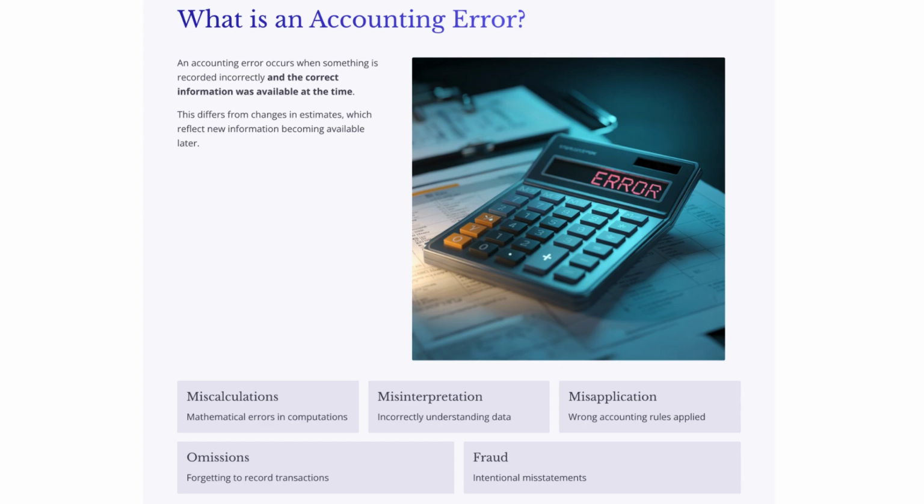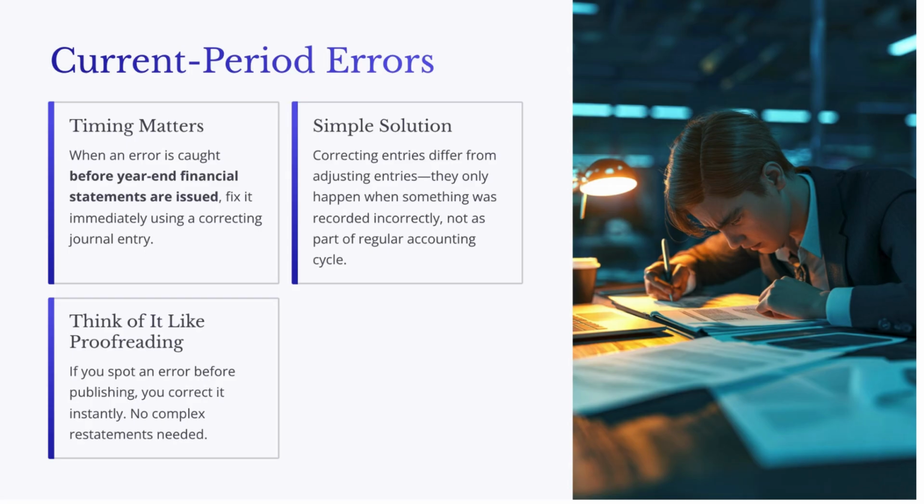Now let's look at the simplest situation first. When we catch mistakes within the current year, when an error is caught before year-end financial statements are issued, we simply fix it right away using a correcting journal entry. This is different from adjusting entries, which are part of the regular accounting cycle. Correcting entries only happen when something was recorded wrong. Think of it like proofreading. If you spot an error before publishing, you correct it instantly. But here's where things start to get interesting. What if we discover the mistake after financial statements have been issued?